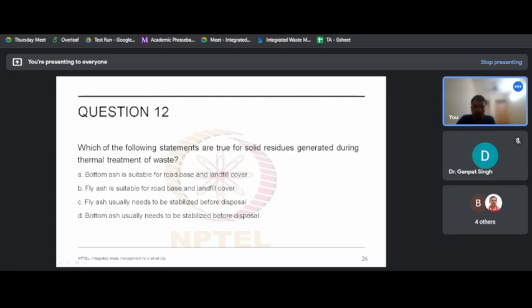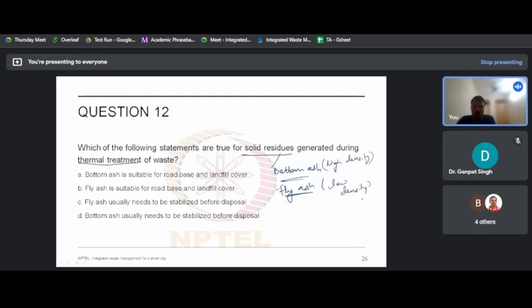So here we are talking about the solid residues that are generated during the thermal treatment of waste. This will have two types: bottom ash and fly ash. Fly ash will have a low density. On the other hand, bottom ash will have a higher density compared to fly ash. That's why it settles down to the bottom, and fly ash kind of remains on the top. So it is called fly ash.